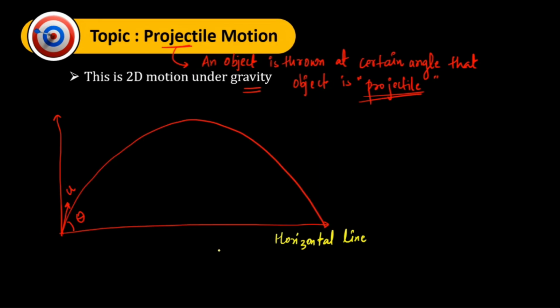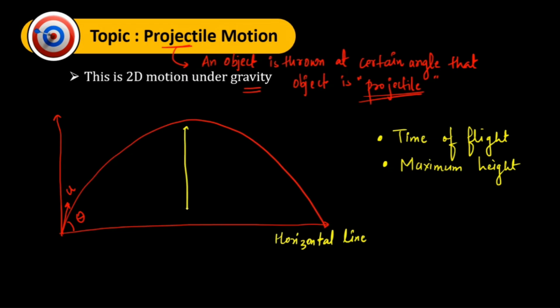There are a few things that we need to understand. The first is the time: how much time the object will take to come back to the ground. That is referred to as the time of flight. Then we also talk about the maximum height, up to what height the object will move up. Similarly, we talk about the horizontal range, the displacement the particle does along the x-axis. So the displacement in the x-axis is referred to as the horizontal range, and the displacement in the y-axis is referred to as the maximum height.